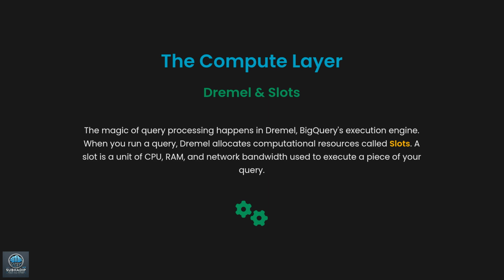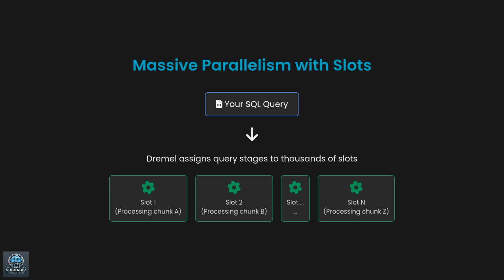BigQuery's query engine is called Dremel. When you run a query, Dremel converts your SQL into an execution plan and assigns computational resources called slots to do the actual work. For a large query, Dremel breaks it down into smaller, independent stages. It then assigns these stages to hundreds or even thousands of slots, which all run in parallel. Each slot works on a different piece of your data simultaneously. This massive parallelism is the secret behind BigQuery's incredible speed.